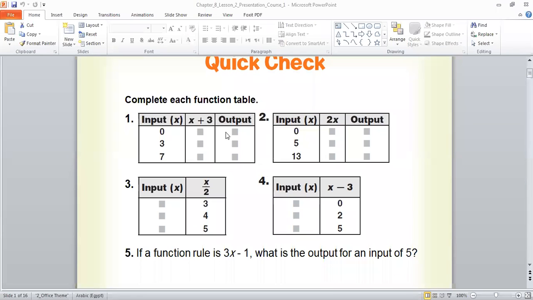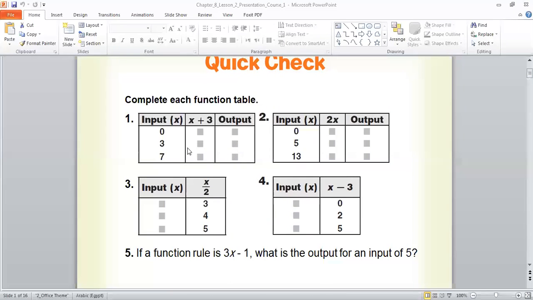Okay, the next one, if I have x equal to 3, the input in this case is 3. I have Ziad Talal. 3 plus 3 equals 6. Excellent, Ziad. So we have 3 plus 3, this one will be equal to 6.